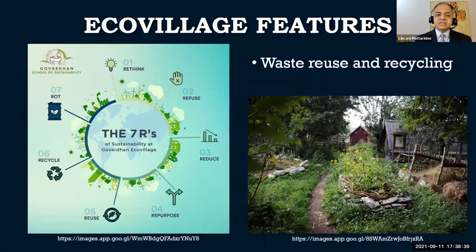Waste will be recycled. See, we have heard about the 3 R's: reduce, reuse, and recycle, right? In this Govardhan School of Sustainability, they talk about 7 R's. Rethink, refuse, reduce, repurpose, reuse, recycle, and remaining, you let it rot so that it can be utilized again as food for the vegetation in the area. And vegetation is, of course, used by us as food, isn't it? So these are the 7 R's of sustainable living.